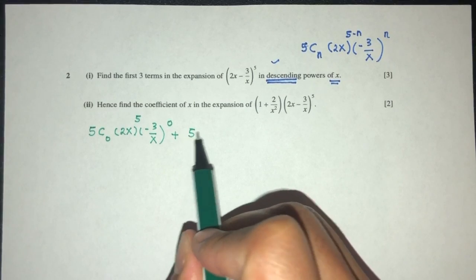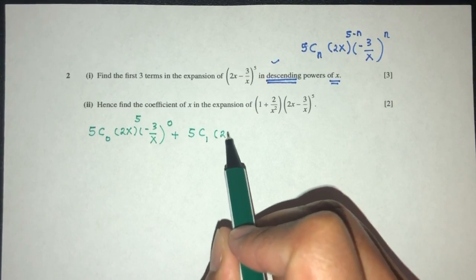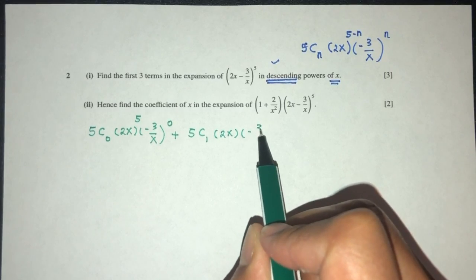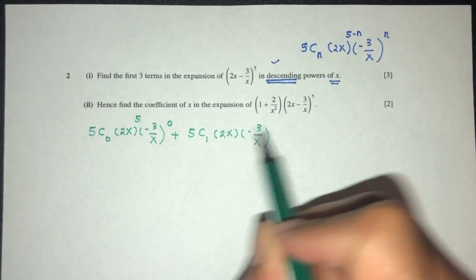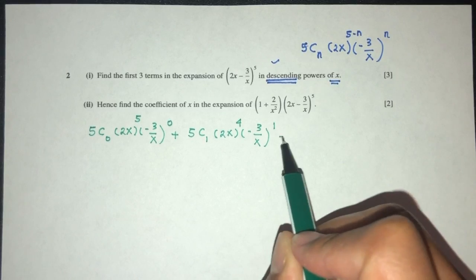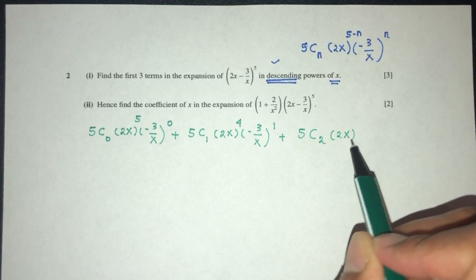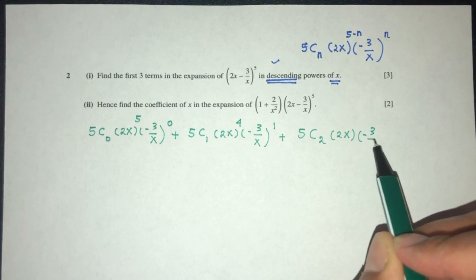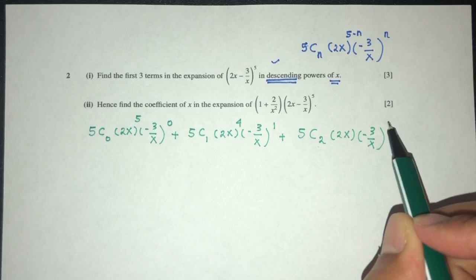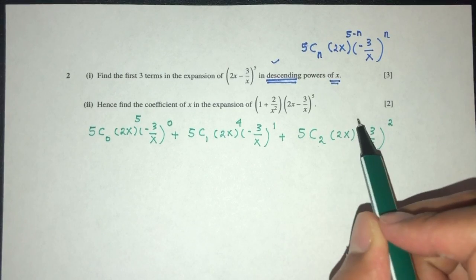Then the second term will be this, 2x over x, that will be 1, and that will be 4. And finally, 5 choose 2, 2x, that will be minus 3 over x. Here we have 2, that will be 2 as well. 5 minus 2 is 3.